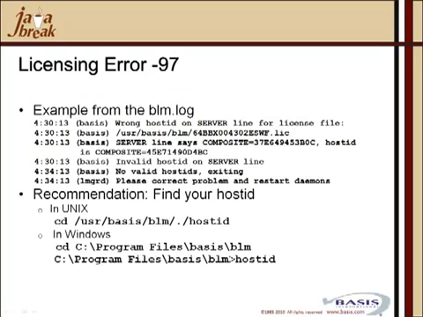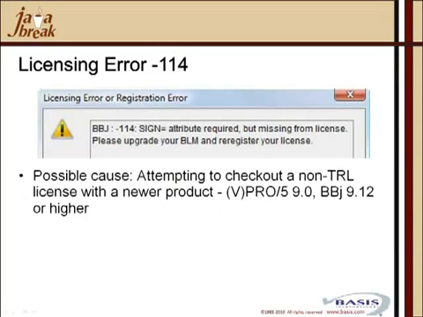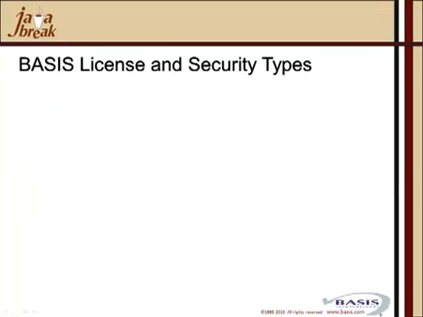FlexLM error -97 usually indicates that some hardware has changed on the Basis License Manager server, and you can confirm that by looking at the log on the Basis License Manager server and look for lines like you see here, where the composite host ID being reported by the Basis License Manager is different from what appears in the license file itself. A FlexLM error -114 error will occur if you attempt to run a newer vPro 5 9.0 or higher, or BBJ 9.12 or higher client and attempt to check out a license from an old Basis License Manager. In this case, you'll need to download a new Basis License Manager and re-register your license to get a new tamper-resistant license. Thanks again, Bruce, and remember that this will be posted as a reference on the web in video format.